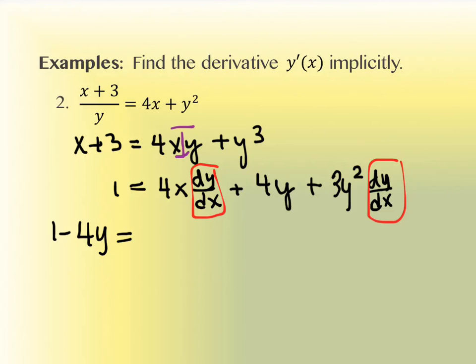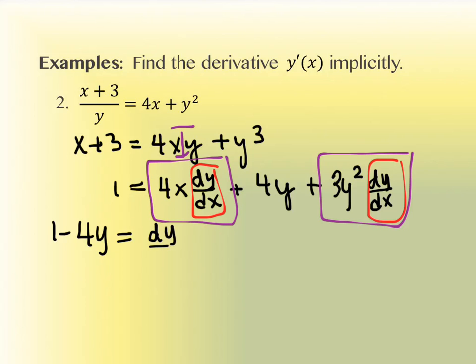And then what ends up happening on the right-hand side is that both pieces have a dy dx, which means I can factor dy dx out of both of them. So I'm going to factor the dy dx out. If I take dy dx out of 4x dy dx, I have 4x. The 4y is not here anymore, I moved it. Then I took the dy dx out of the 3y squared dy dx, which leaves me with the 3y squared.